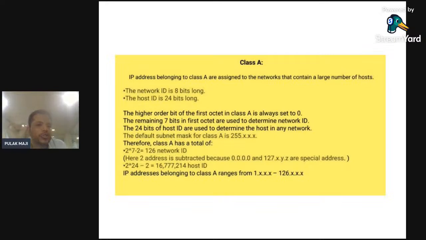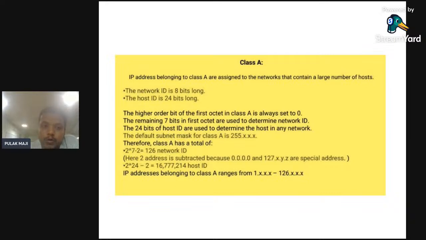So how many are usable in total? 254. But how many do I need? I need 300 IP addresses. So can I use class C? My need is greater than the availability. Available is 254, and I need 300. So I cannot use class C IP addresses. Then I have to use either class A or class B.